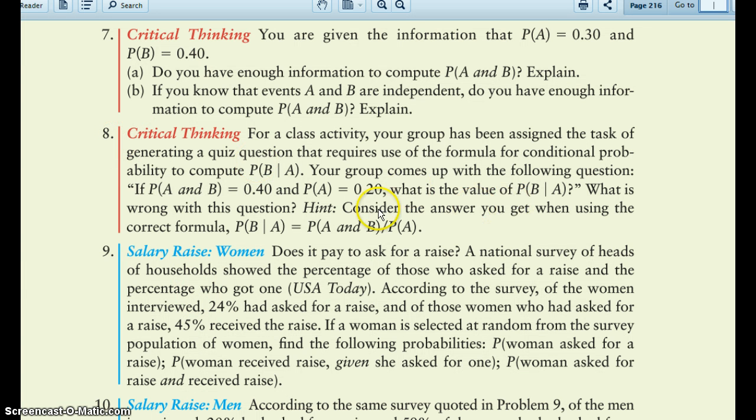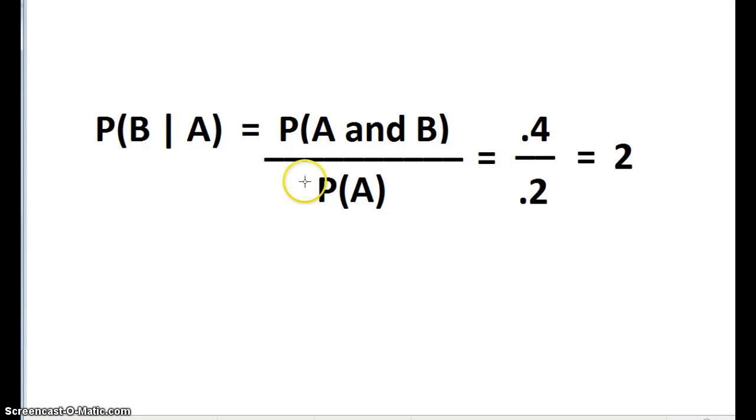So for part 8, use the hint. Start there. What's the answer you get when we figure out the probability of B given A? And it gives us the formula here. So let's look that up. Plug the numbers given into the formula and you get that the probability of B given A would be 2. So the answer we came up with in number 8 is wrong for some reason, because you can't get a probability that is greater than 1. Probabilities have to be between 0 and 1. So let's go back and look at it.